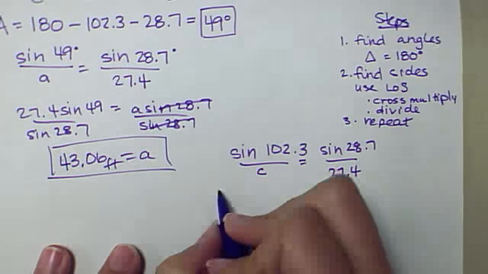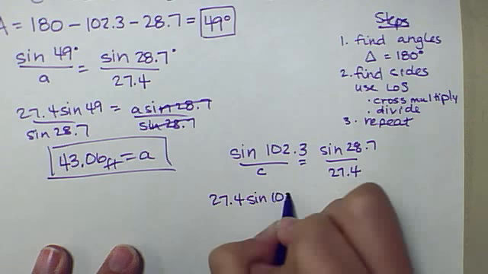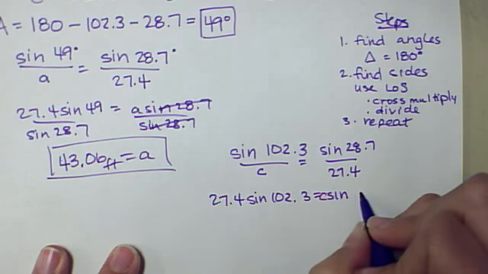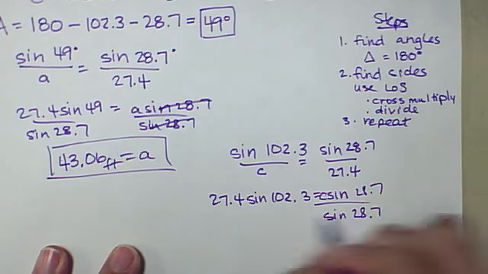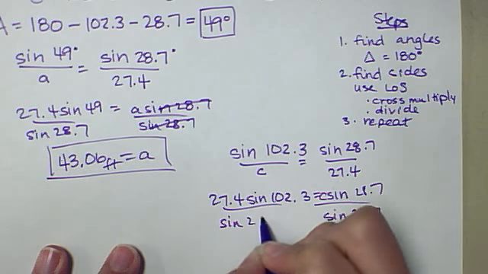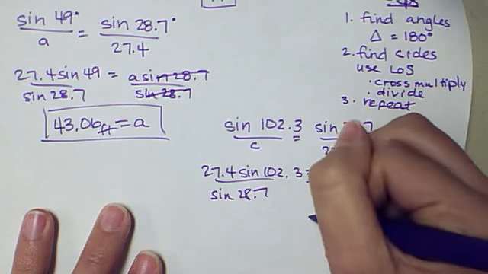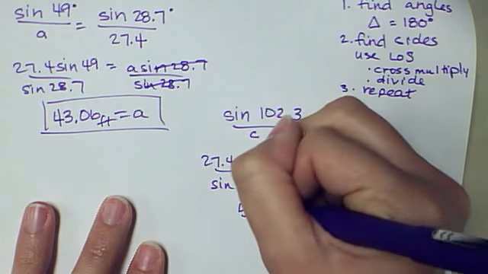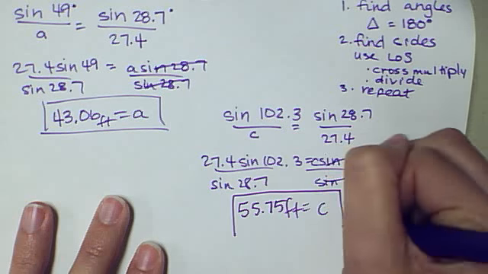I'm going to cross multiply and divide. 27.4 sine of 102.3 equals C times the sine of 28.7. Divide both sides by sine of 28.7. Remember, sine is attached there. That makes a pretty big difference. You can't just divide by that part. And when I do that, my side is 55.75 feet when I plug that into my calculator.